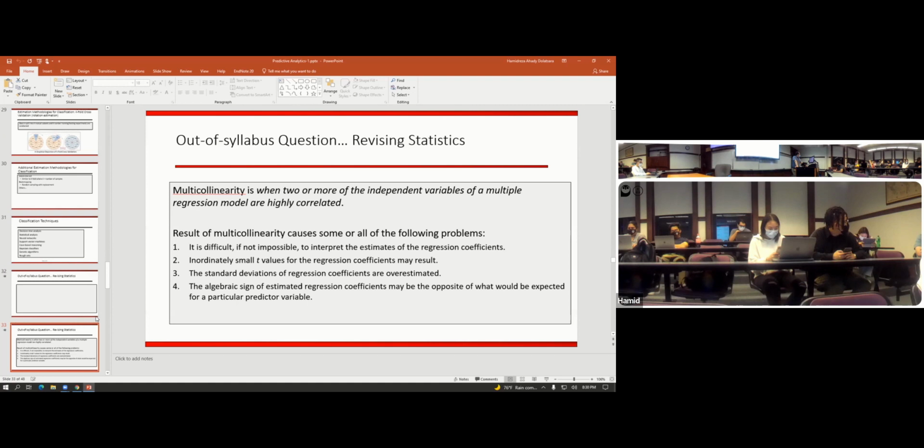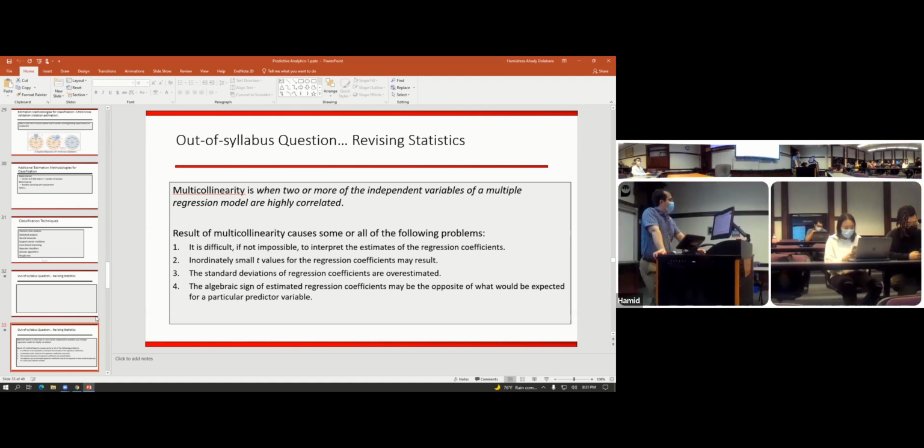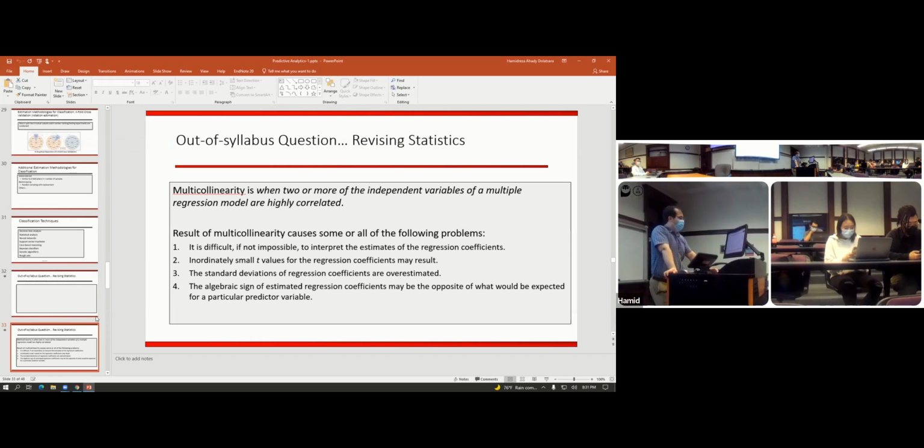Also, take care of multicollinearity. Sometimes some of the independent variables are highly correlated to each other. We try to avoid that.